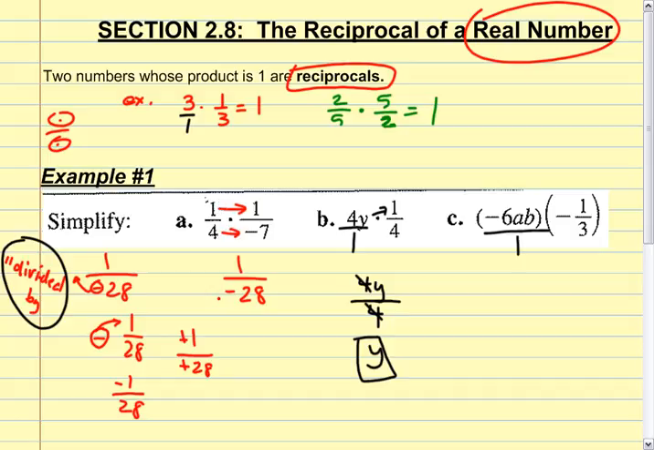Kyle, help me multiply these two things. What's going on here? Negative 6ab over 1 times negative 1/3. Alright. Okay. Well, I think first you're going to do. Okay, remember, this negative can go on top. It can go on the bottom. It can stay out front. Alright, it's going to be negative 6ab times negative. Wait, a negative times a negative is what? A positive. So this turns that into a positive.